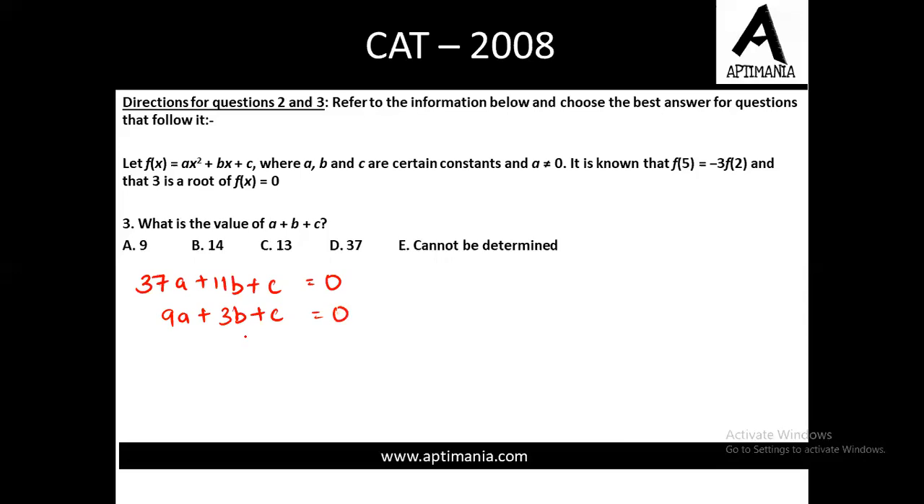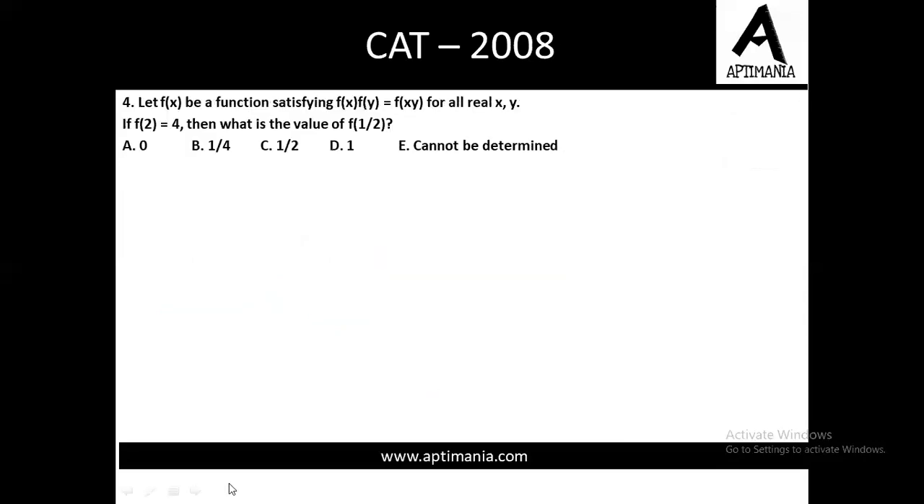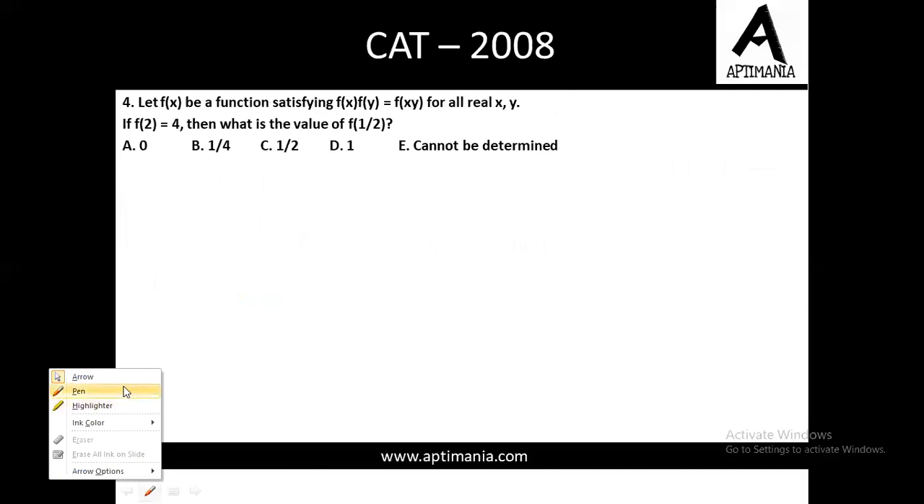Now since we have three variables and only two equations, the unique value of a plus b plus c cannot be determined. So the correct answer for question number 3 is option E, cannot be determined. Let's go ahead to the next question. So question number 4 is on the screen. Again a question from functions. Let's try to solve it out.